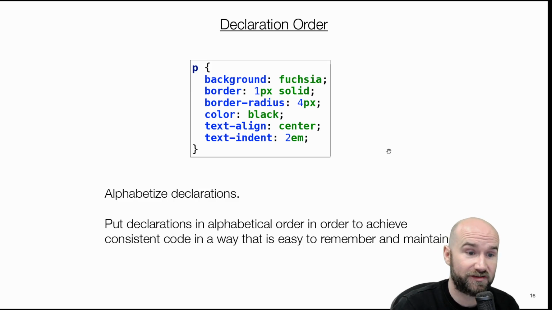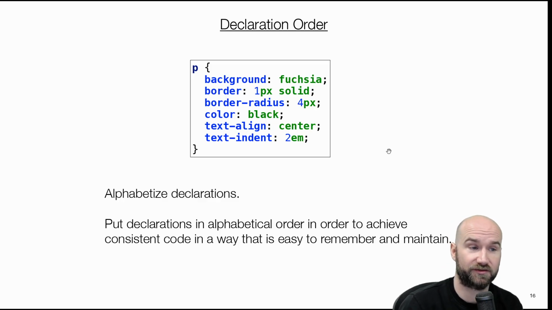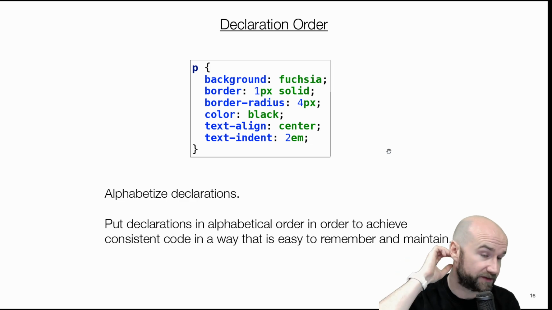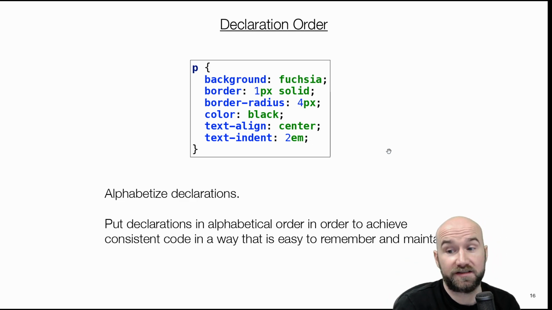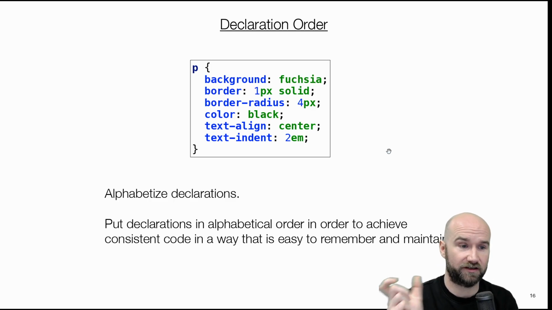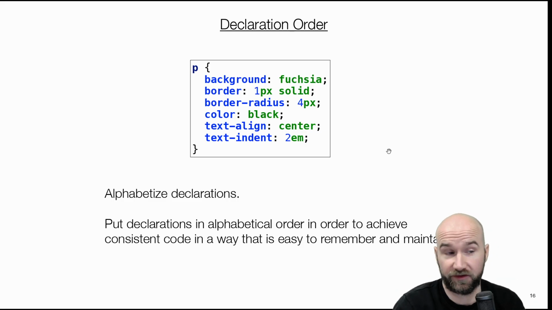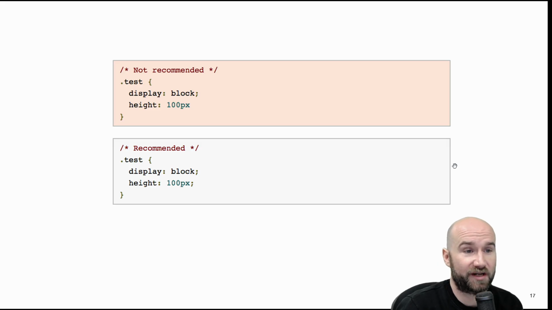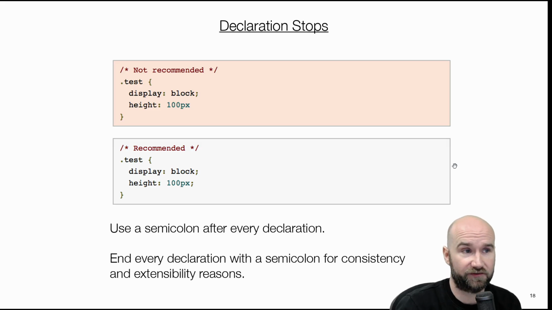Alphabetize declarations. So put declarations in alphabetical order to achieve consistent code, so people know where to look for certain things. Might seem somewhat pedantic, but you can actually get your IDE or your text editor, and when you press save, it'll put them in alphabetical order for you. So that's fine. But it just helps from a maintenance perspective, and you kind of know where to find things.